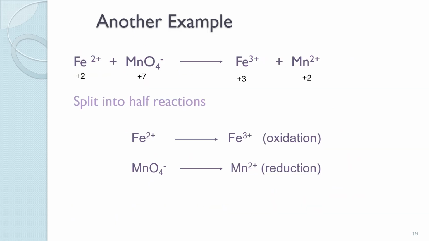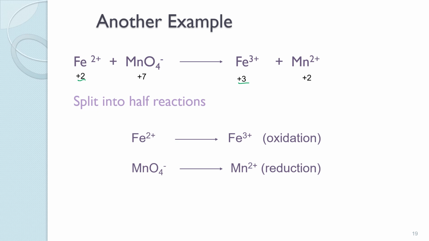So let's do one more equation. Here we have iron plus 2 going to iron plus 3. And we have MnO4 negative going to Mn plus 2. So we can pull them into our half reactions, and you can see that I've already figured out the oxidation numbers. Fe2 plus is a plus 2, and it's going to plus 3. So we can see plus 2 to plus 3 means it's going up, so it's oxidation.